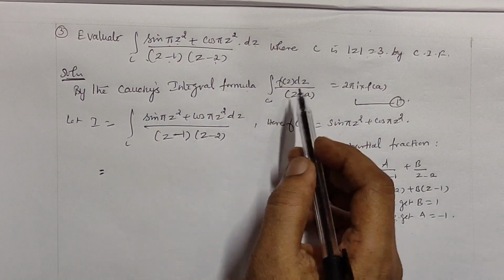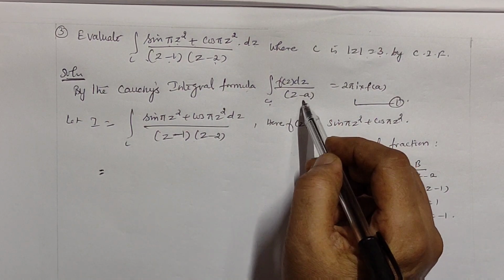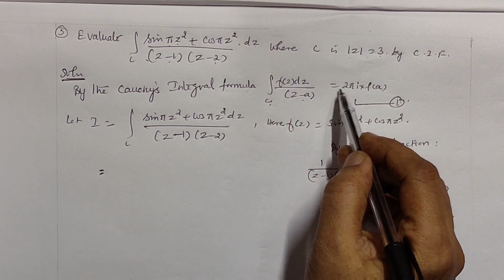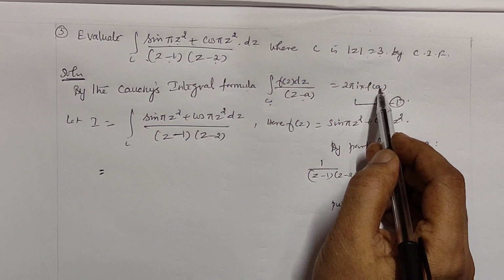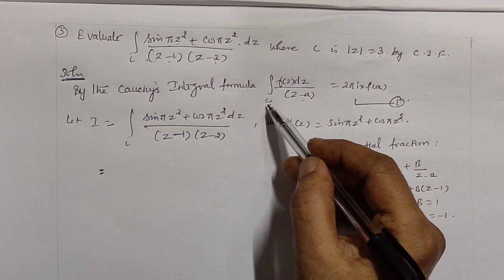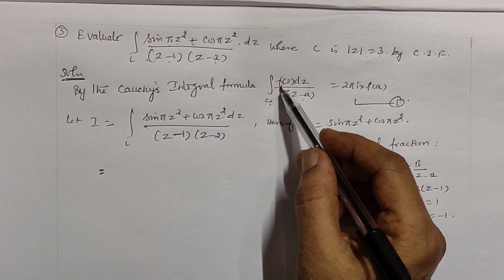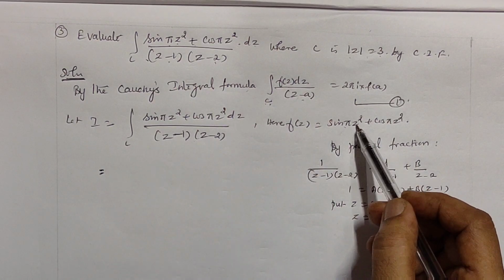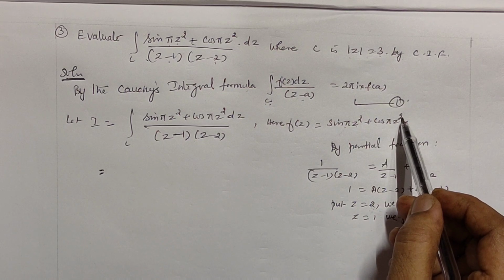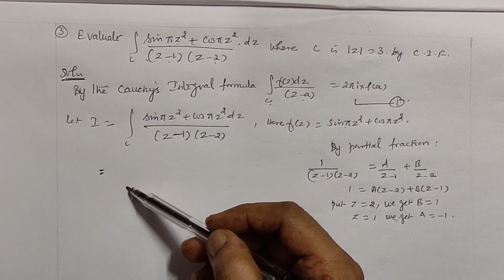So Cauchy's integral formula is nothing but the integration over C of f(z) dz divided by (z − a) equal to 2πi times f(a). The condition is a should lie inside the curve C. So in our problem, our f(z) is the numerator, which is nothing but sin πz² + cos πz². Let me take the given problem as I.